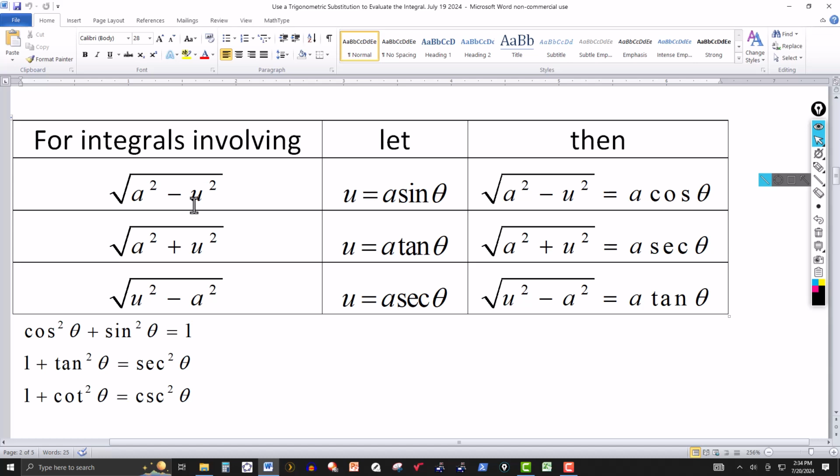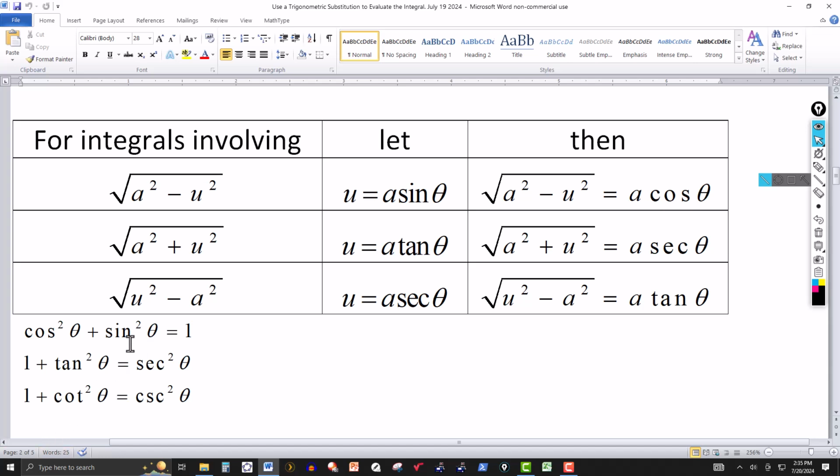But if it's in this form here, the square root of a squared minus u squared, then it tells you let u equal a sine theta. Now this u here could be in the form of 2x quantity squared, but say u here. If you plug it into this expression on the right, using the appropriate identity below here, we know that cosine squared of an angle plus sine squared of an angle is equal to 1. The second form, we know that 1 plus tangent squared of an angle is always equal to secant squared of the same angle, and so on.